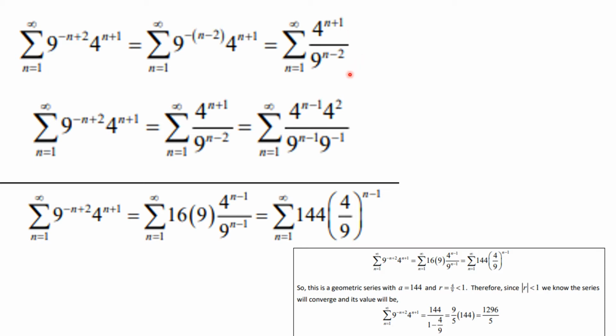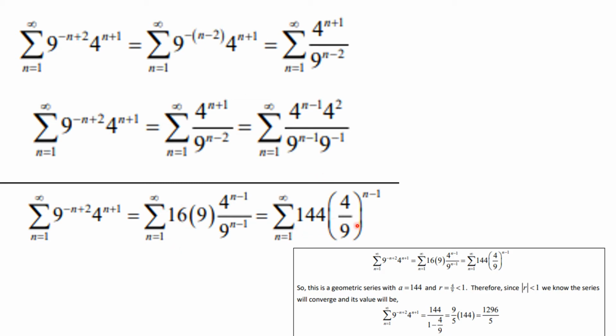Now these exponents don't match, so I have to force them to match. So what I'm going to do is note that 4 to the n plus 1 is the same thing as 4 to the n minus 1 times 4 squared. And 9 to the n minus 2 is the same thing as 9 to the n minus 1 minus 1. So you see 16 over 1 over 9 can be factored out. Or I can write them this way, but now I have 4 to the n minus 1 over 9 to the n minus 1. Now 16 times 9 is 144.